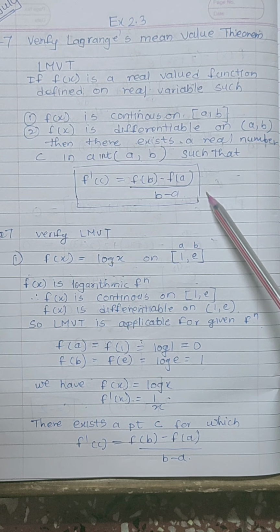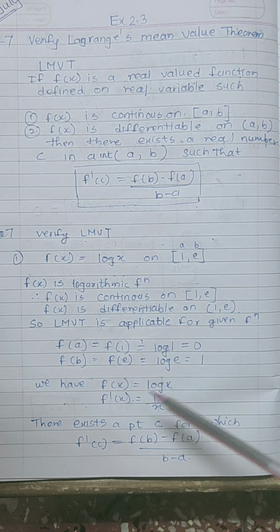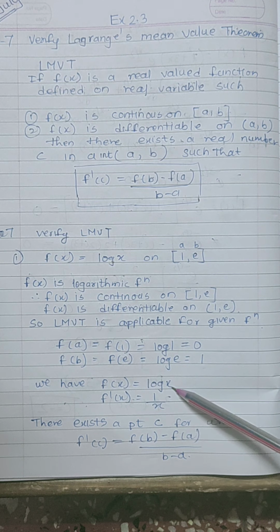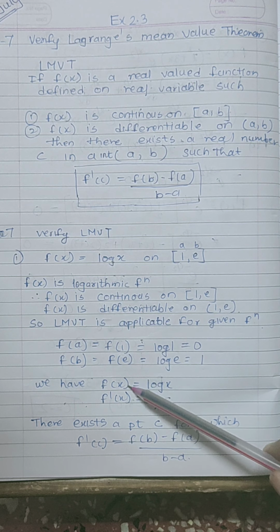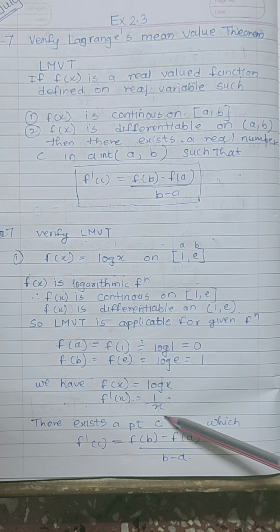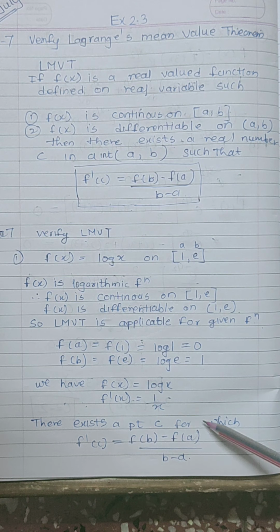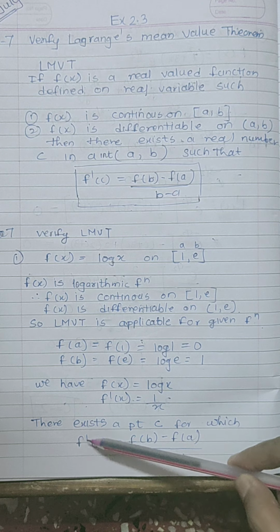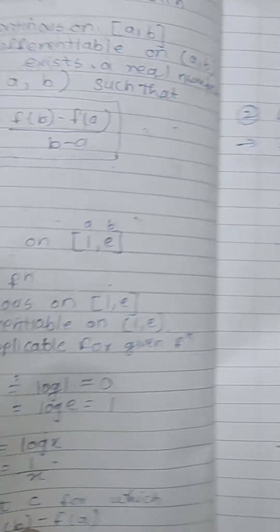Now we want f dash of c also. So this is the formula for f dash of c. We need f dash of c, and for that we will need f dash of x. So f of x is log x. Find the derivative of f of x: f dash of x is 1 upon x. Now you have to write there exists a point c for which f dash of c is equal to f of b minus f of a upon b minus a.